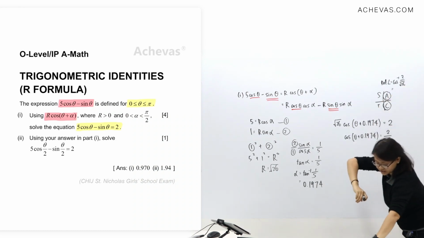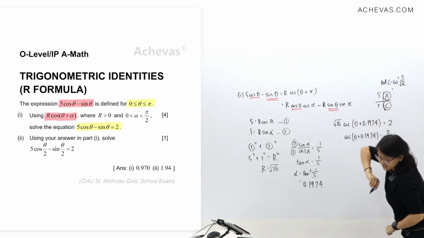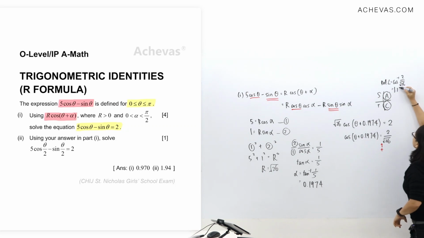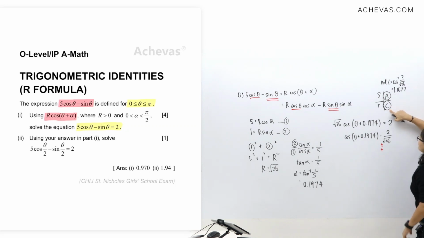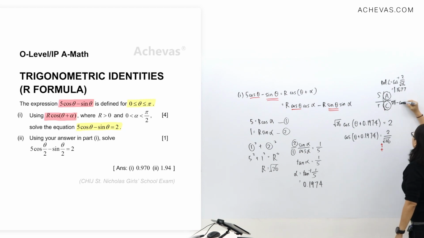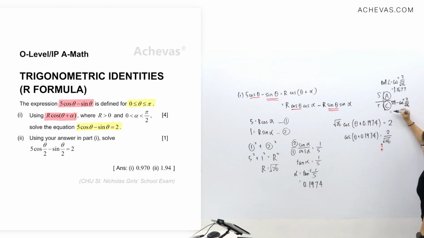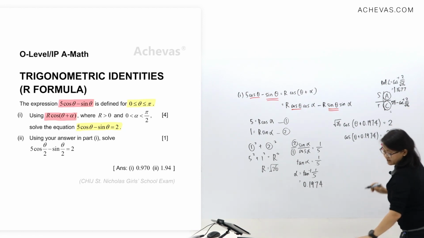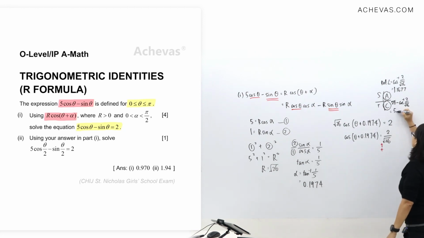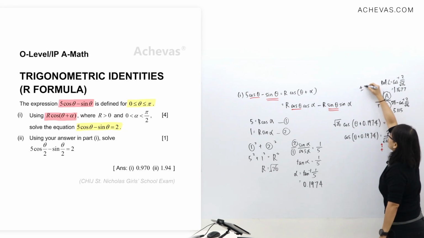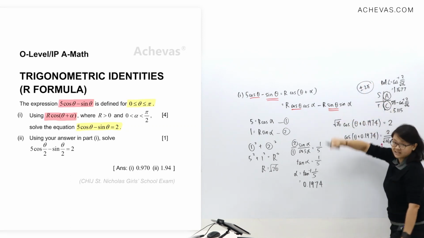Let me check my calculator. I'll be getting 1.1677. Quadrant 4 calculation is 2 pi minus cos inverse of 2 over square root 26, which is the reference angle. So this answer here, I'll be getting 5.115. Now, do remember these are only two answers. Always check plus minus 2 pi whenever needed.